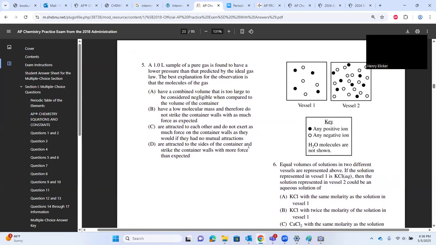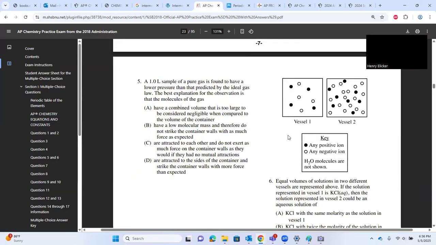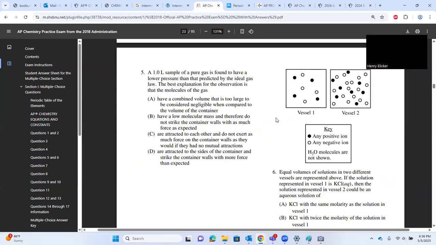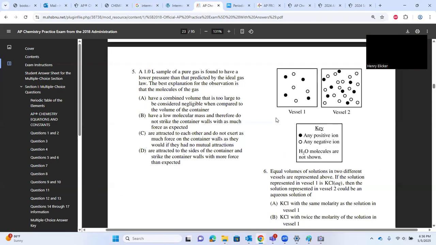Equal volumes of solutions in 2 different vessels are represented above. If the solution represented in vessel 1 is KCl, aqueous, dissolved in water, then what is vessel 2? What is it going to be? Well, let's see. This is talking about molarity here. Remember, molarity is moles per liter. So it's the same volume, so the moles is the only thing that's going to make a difference in molarity here. Well, we can count the actual individual positive ions, because we can find the molarity just based on those.